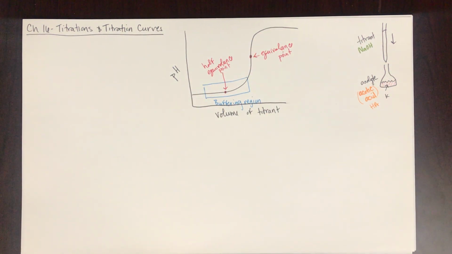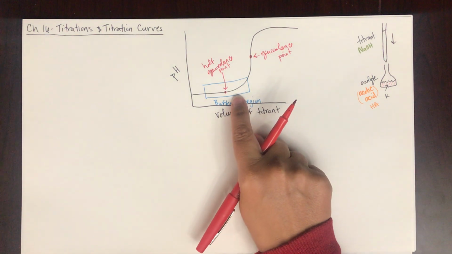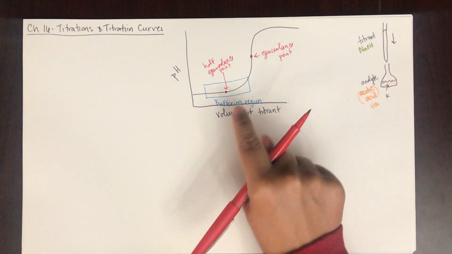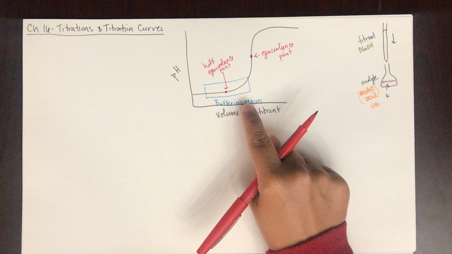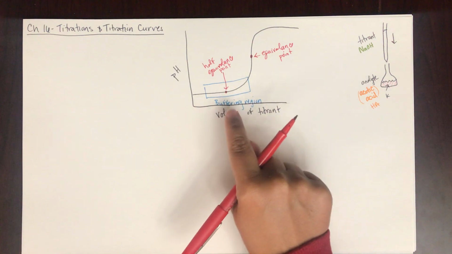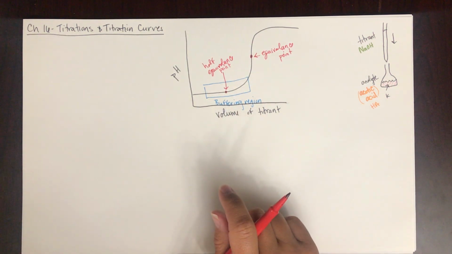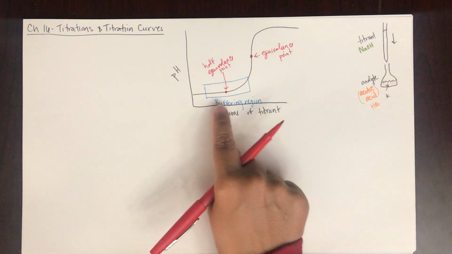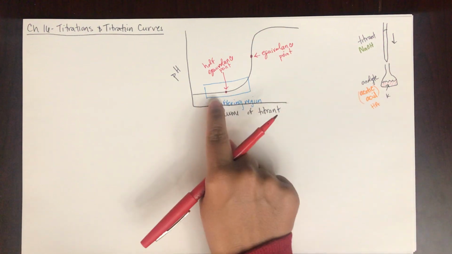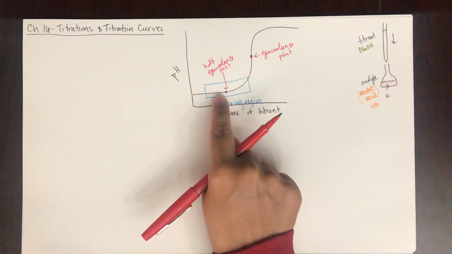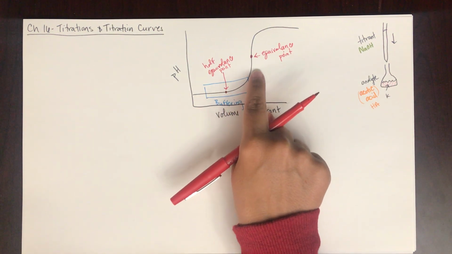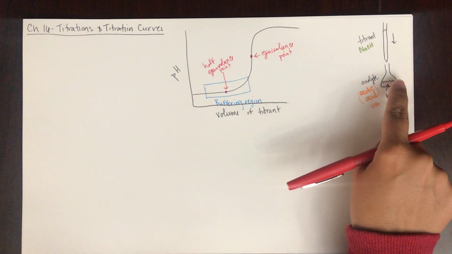We're going to talk about some of the calculations here. So the buffering region down here is where we are adding base and the buffer is able to not allow the pH to change. So that's the job of a buffer, is that it resists change in pH even though we're adding volume. So whatever this measure of volume is, however many milliliters of sodium hydroxide we've added, this buffer is resisting change in pH.